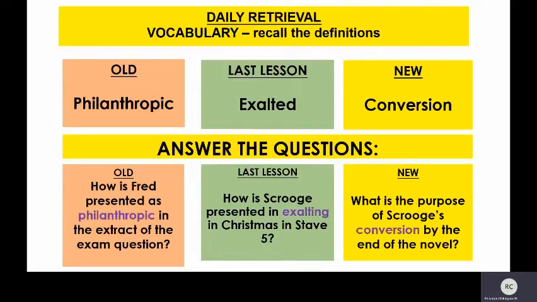Okay, I've changed the order of the lessons slightly due to trying to make each lesson shorter this week. So how is Fred presented as philanthropic in stave 1?